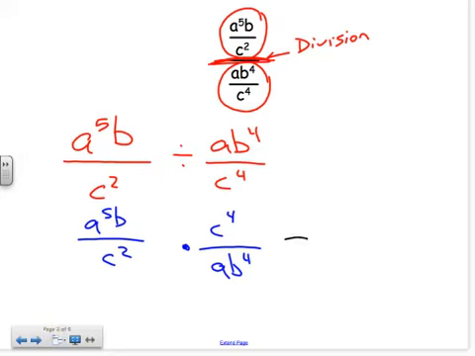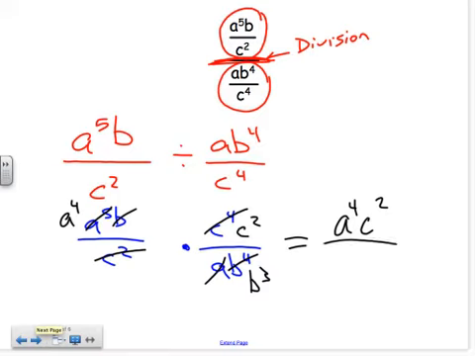And then it's just our rules. I can cross cancel. I can cancel up and down since this is all multiplication. So if I look at my a's, 1 a cancels with 1 a up here. So I'm left with a to the 4th. I've got 1 b that cancels with 1 b down here. So I'm left with b to the 3rd. And I have 2 c's that cancel with 2 c's up here. So c to the 2nd. And then just multiply across. So a to the 4th times c to the 2nd on top. And on bottom we have b to the 3rd.